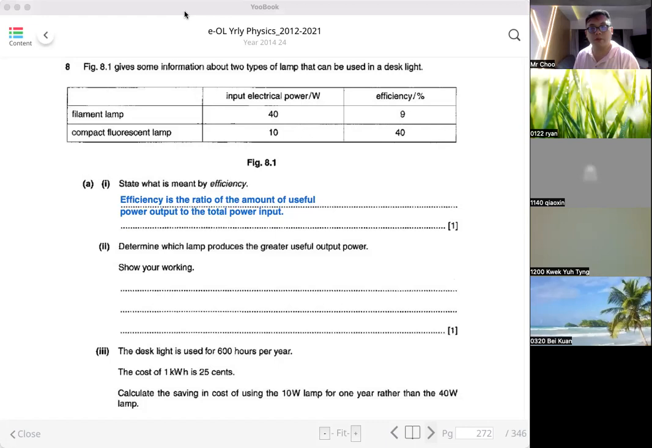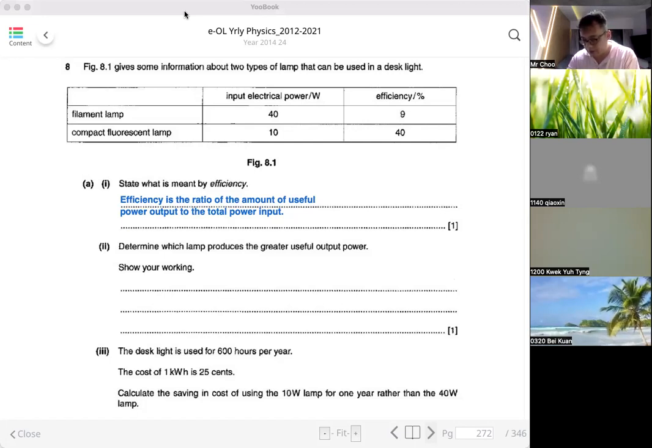How Ray, why do you say 10 times? That's not correct working. Your answer is correct, but the working is wrong. Bei Kuan, your part 2, you did not put in your unit. Remember, we have a habit of writing down units.